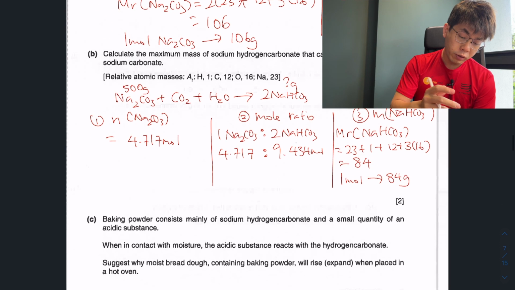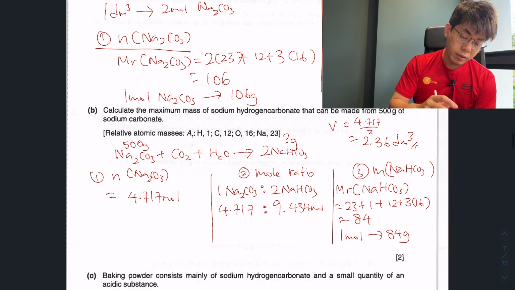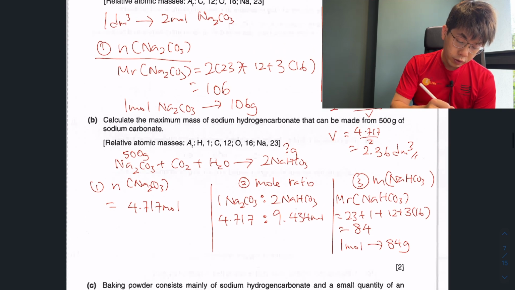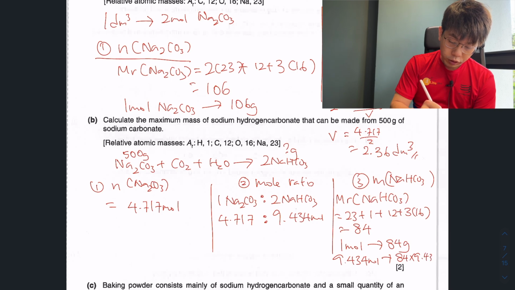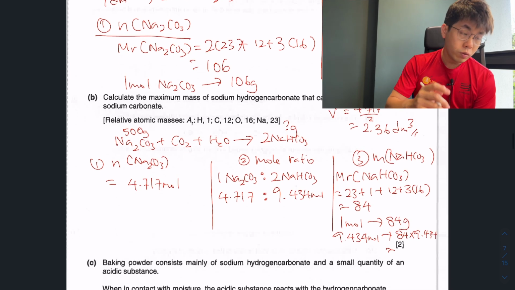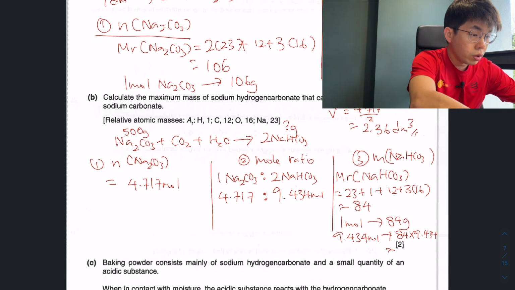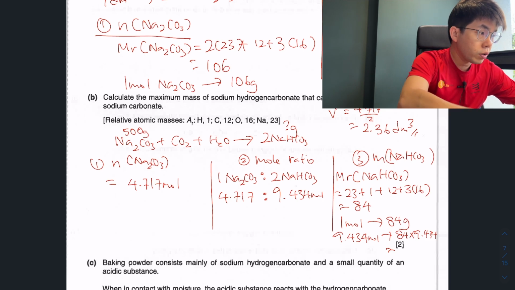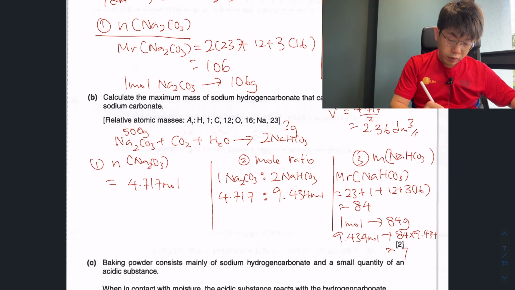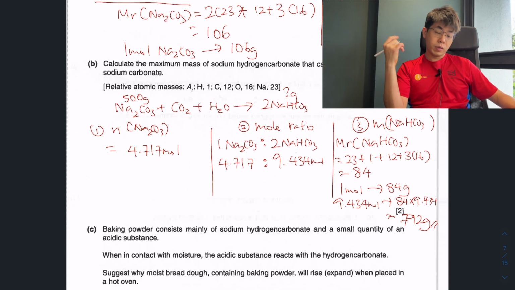And now I want to find the mass of 9.434 moles. That would be 84 times 9.434. I got 792 grams. I hope you got the same answer as me.